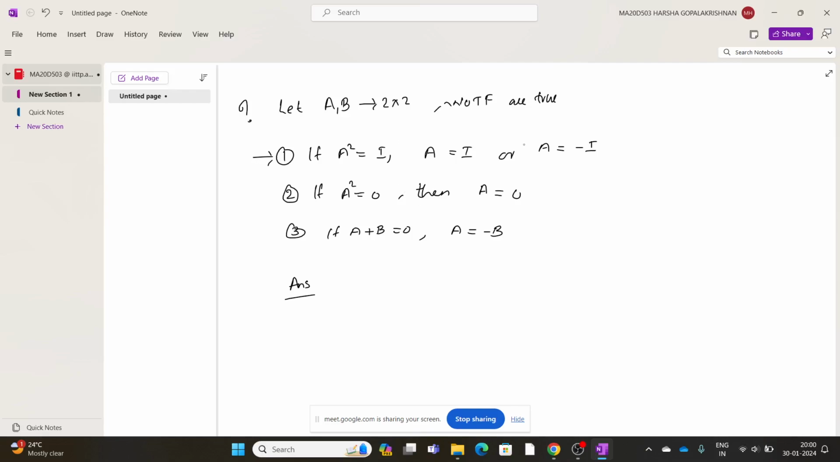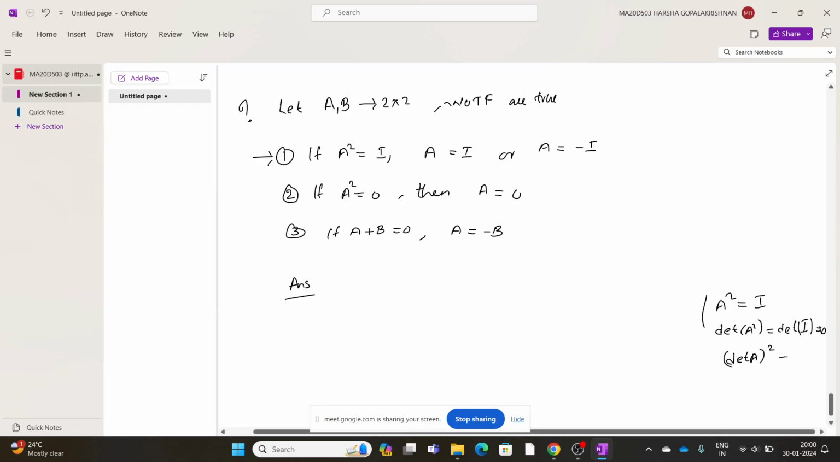Okay, we may think that it has to be I or minus I. Actually it is false. First thing, actually it is invertible, no need to think about that, because A square equal to I gives determinant of A square equal to determinant of I. Determinant of I is non-zero. That means determinant of A whole square is non-zero, so determinant of A should be non-zero. But invertibility does not play a role here.